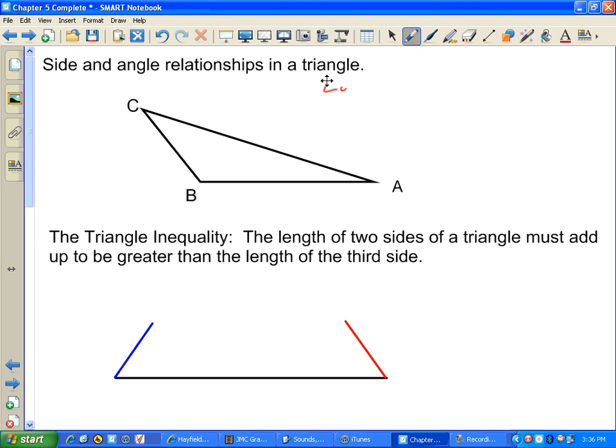So the longest side is always opposite, which means across from, the largest angle. Okay, and you could replace the word longest and largest with shortest and smallest, or middle and middle. So the smallest side is opposite the smallest angle. The middle side is opposite the middle angle.